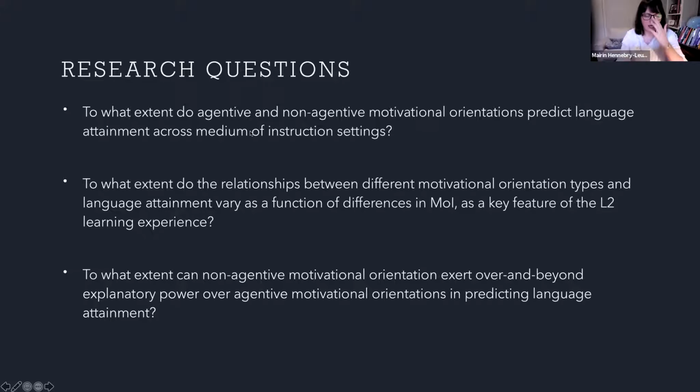So these were the questions that we were asking. To what extent do agentive and non-agentive motivational orientations predict language attainment? So do they actually have an impact on language attainment? Can they predict language attainment across the medium of instruction settings? To what extent do the relationships between different kinds of motivation and language attainment vary across different medium of instruction? So do we see that children in an English medium of instruction setting have different kinds of motivation coming through than children, for example, in a Chinese medium of instruction setting? And then to what extent do non-agentive motivational orientations better explain language attainment than agentive orientations? So which one kind of comes out more strongly there?